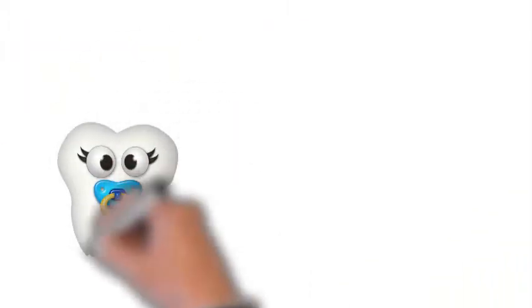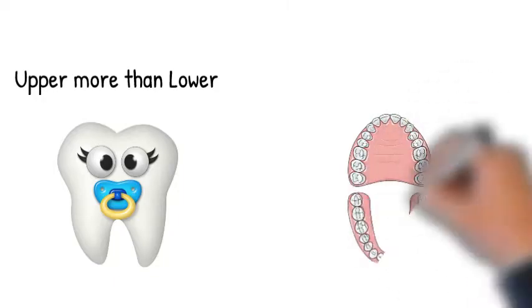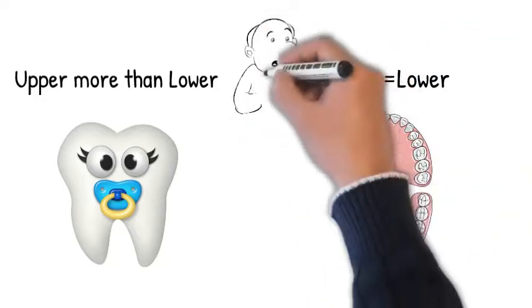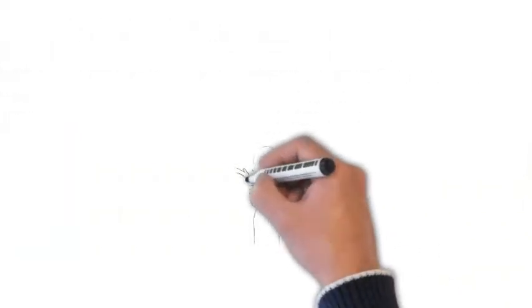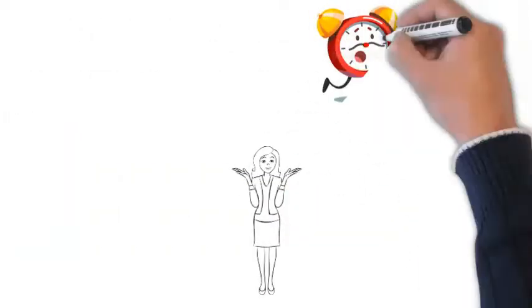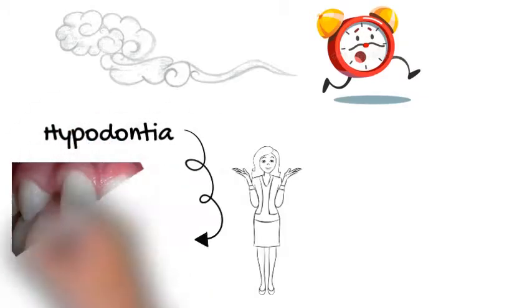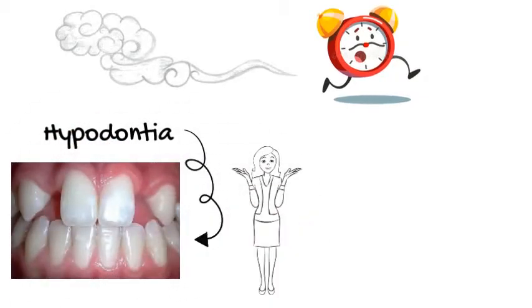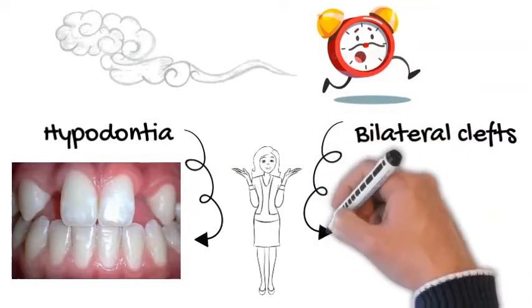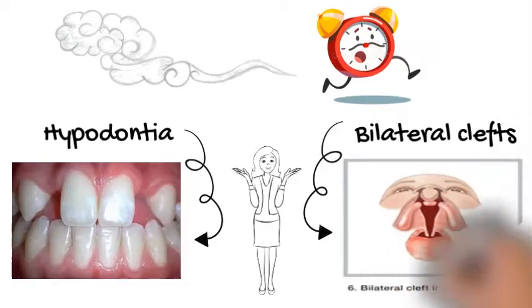In primary dentition, more teeth are congenitally missing in the upper jaw than the lower, contrary to the permanent dentition in which both upper and lower jaws are affected. Moving on, the following factors cause more significant delay in the eruption of teeth: hypodontia, in which the prevalence of this condition increases strongly with the severity of the cleft, and bilateral cleft, which causes the greatest delay.